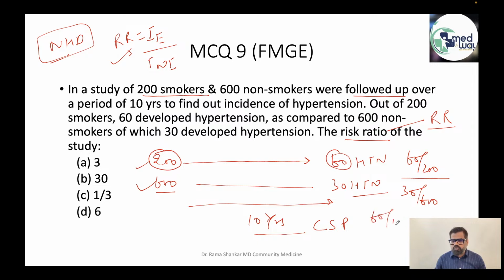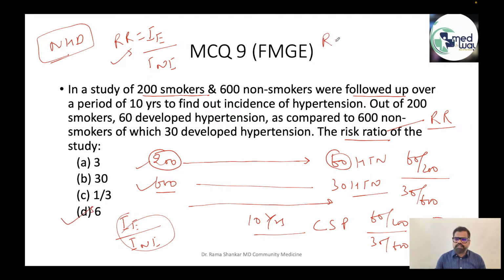So 60 by 200 divided by 30 by 600, if you do the calculation, it will be 6. And what is 60 by 200? It is incidence in exposed. What is 30 by 600? It is incidence in non-exposed. So this is the formula. So the answer is 6.